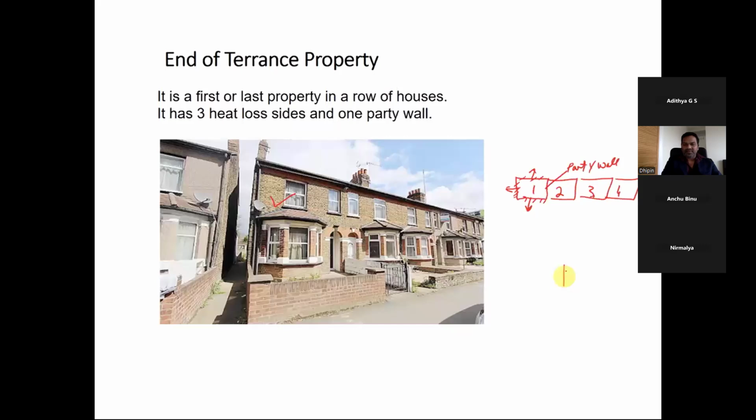Yeah, an example of an end terrace property. As you see, it's the first or last property in a row of houses. It has three heat loss sides and one party wall. So as you can see, when you compare it with the other two houses that we have discussed, an end terrace is something that loses heat only on one side of the property. It can be either this property or the one at the rightmost, which will be losing energy on the end wall, as in the picture shown here. It's the 1 and 4, the end terraced properties.